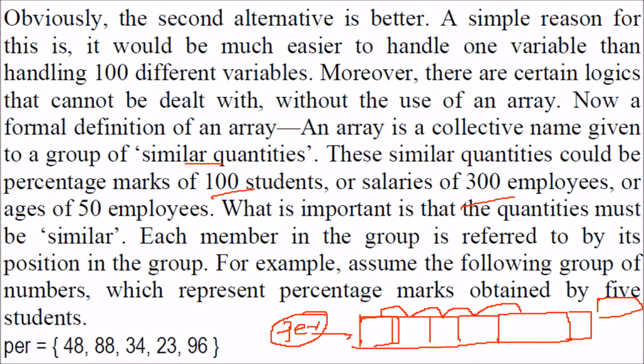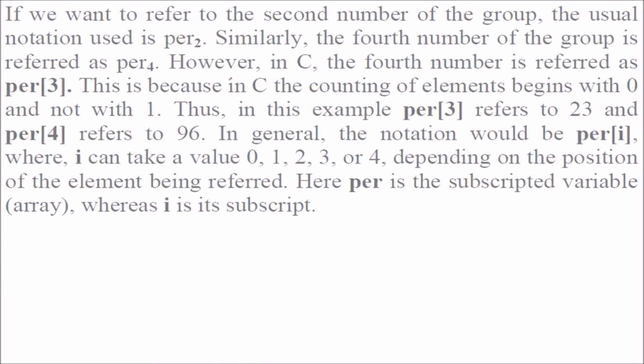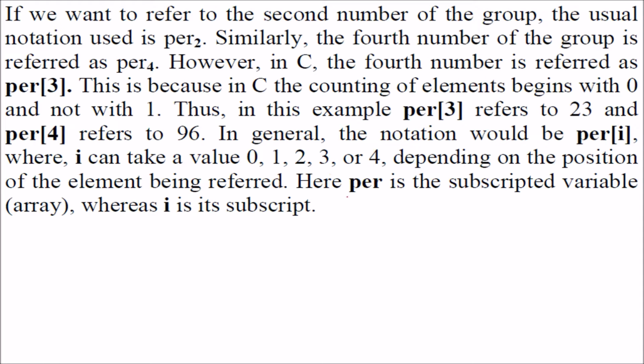So how to now represent the percentage of marks? I am making this PER, and I am initializing it with some 5 values. So when we initialize this, in the array, I want to access the first value, or I want to put something in the first value. This is the name of this array. So this is the subscript. This is the 0th position. So I access this value by PER, then subscript 0.